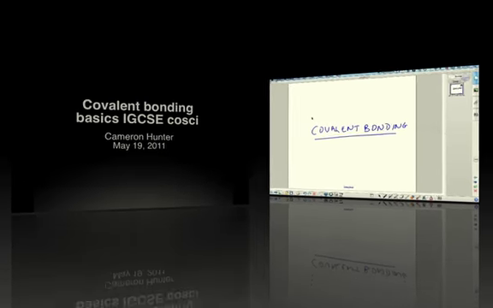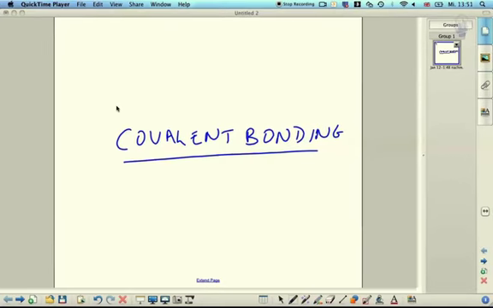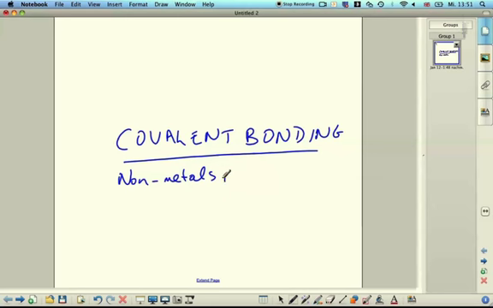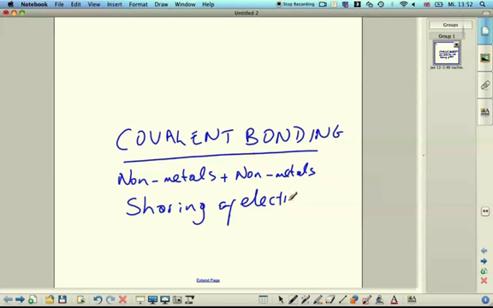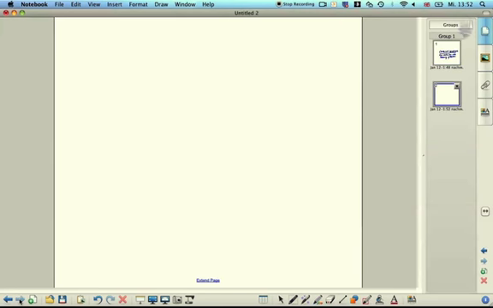On covalent bonding. Covalent bonding occurs when nonmetals bond with nonmetals. And in covalent bonding, electrons are not lost or gained, they are shared. Sharing of electrons. Okay? So let's have a look at some examples.